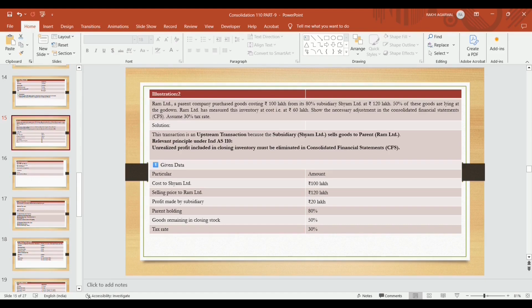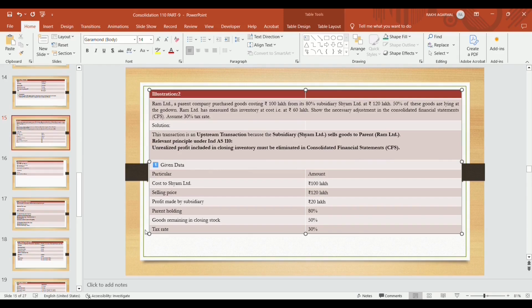Now, particulars: cost to Sham Limited becomes 100 lakhs. Selling price becomes 120 lakhs. Profit made by the subsidiary is 20 lakhs. 100 lakhs is the cost to Sham Limited and it sold that inventory to Ram Limited at rupees 120 lakhs. Profit made by Sham Limited is 20 lakhs. Parent holding in this case is 80%. Remaining is held by NCI, that is 20%.